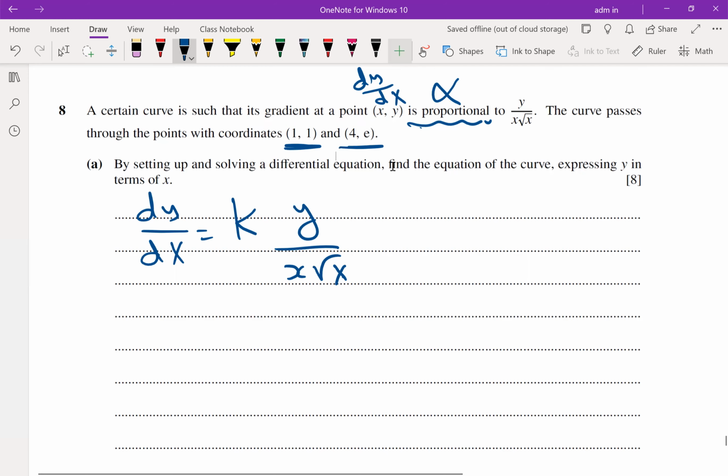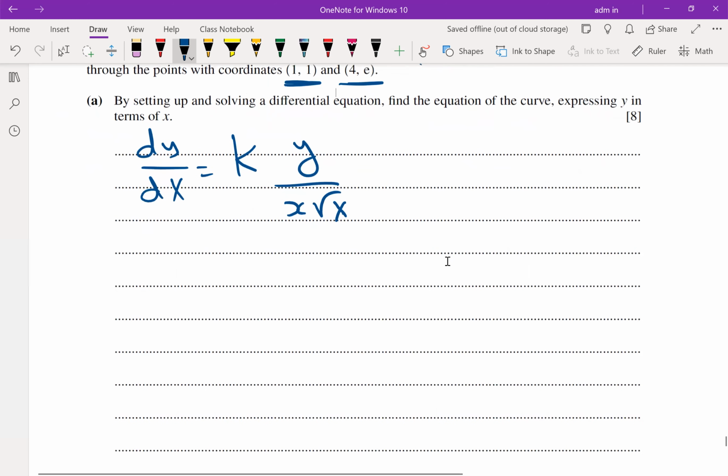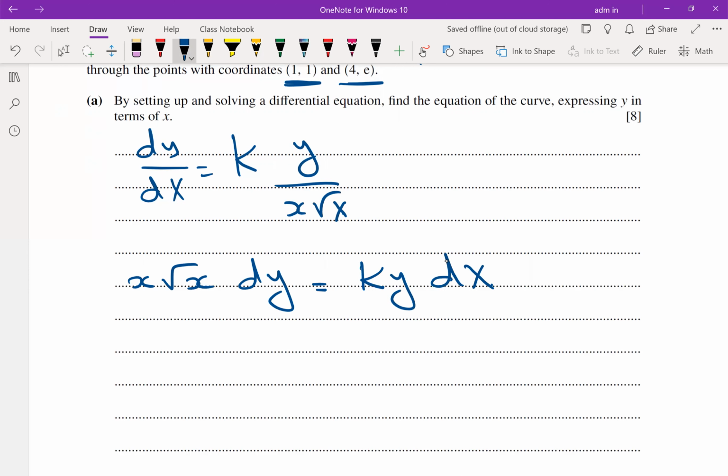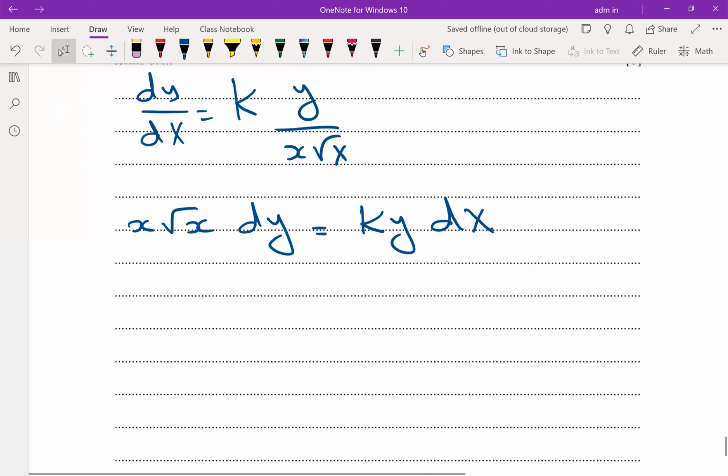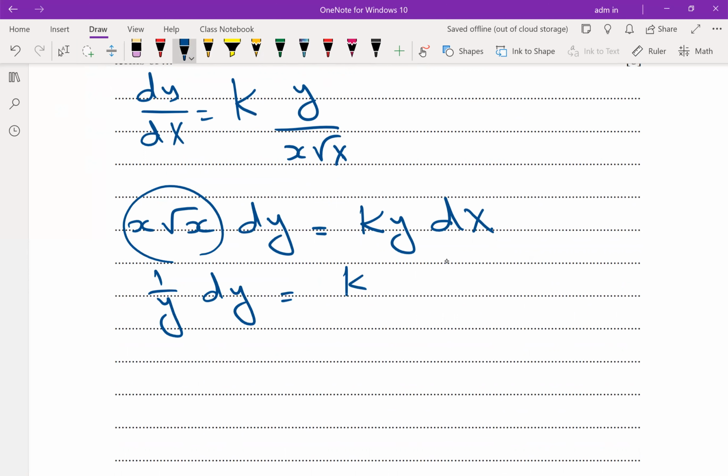Let's start now to solve this differential equation. Cross multiplication, you will get x root x times dy equals k y dx. You have to get x with x and y with y. Dividing by y, 1 over y dy, and dividing by x root x, you will get k over x root x dx.